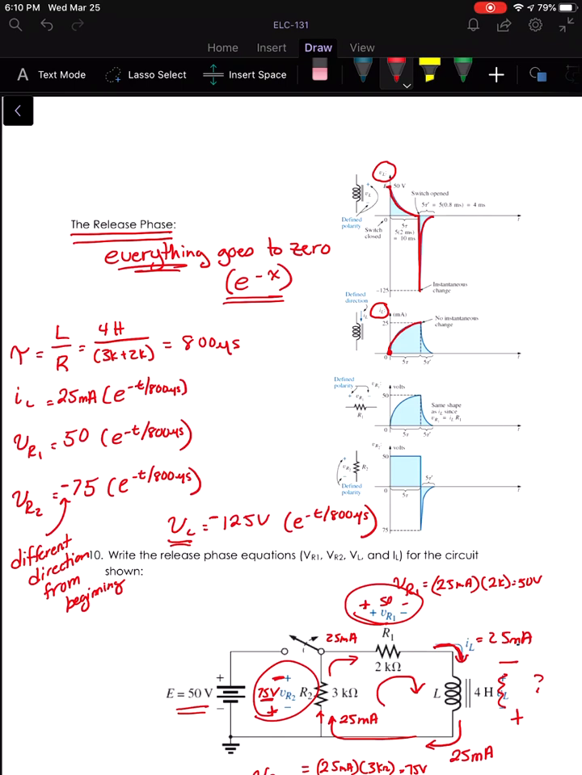However, when we open the switch, the current's going to try to keep that 25 milliamps for a bit, but it's just going to drop down as it releases that energy, and that's what's going on in the release phase.